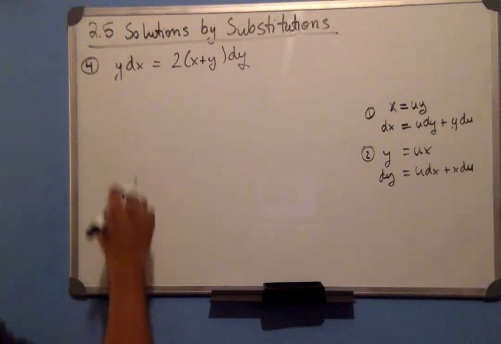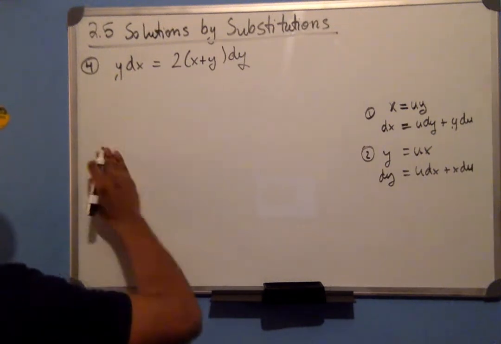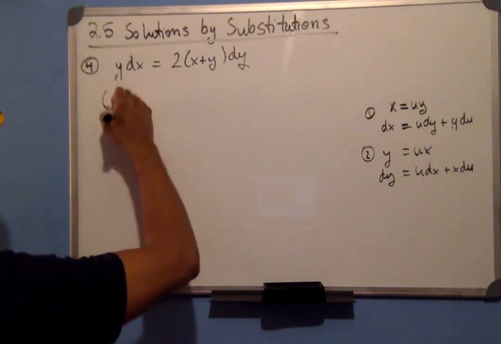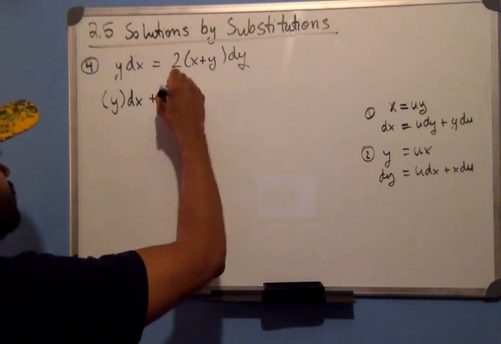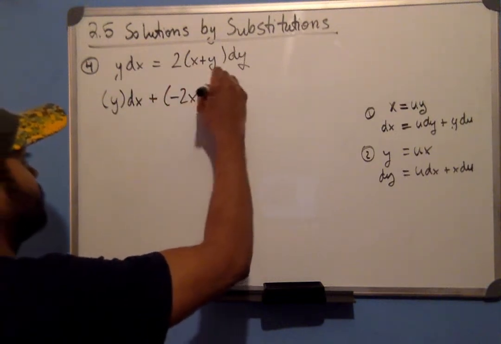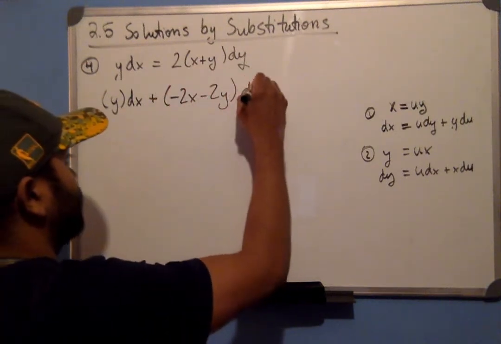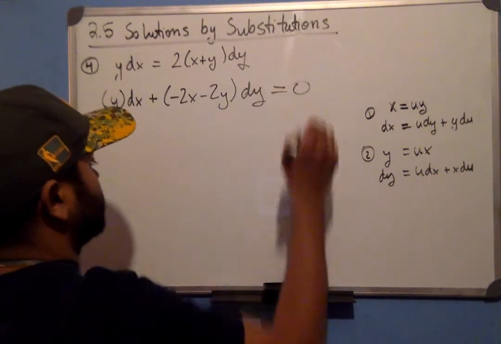Right, so what I like to do first is I like to write everything on one side of the equation. So let's do this thing here. Let's say y dx plus brackets negative 2x minus 2y dy all equals to 0, right?